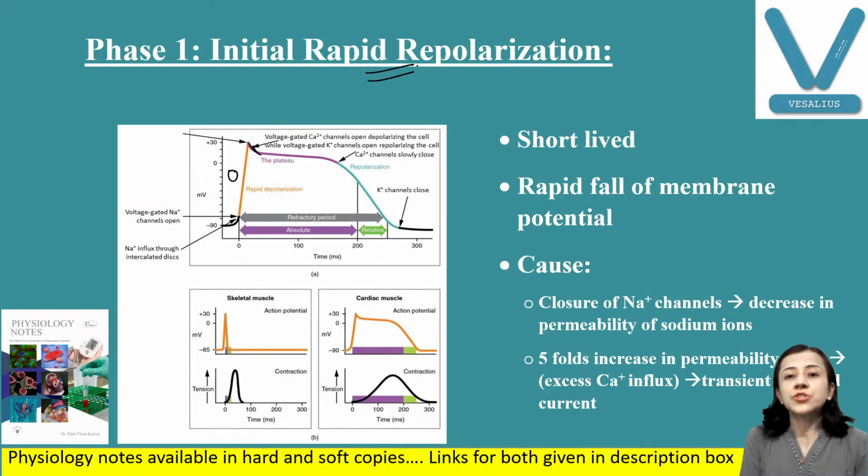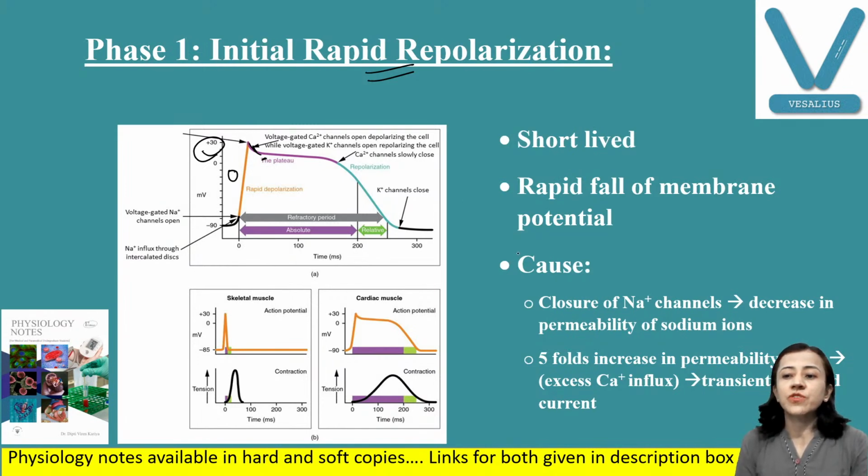Here, this is short lived. Okay, this is very short lived, and in this phase membrane potential falls from plus 30, you can see here, to minus 10, up to this. Okay, rapid fall in the membrane potential.